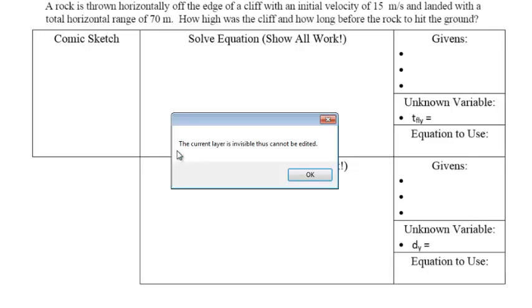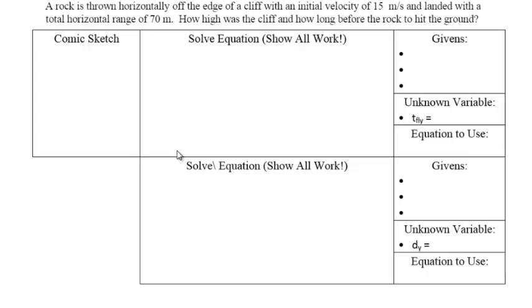Well, okay, so here's my person throwing a rock, and he's on a cliff, and so he throws a rock here, and it goes to there. And so what information does the problem give me?